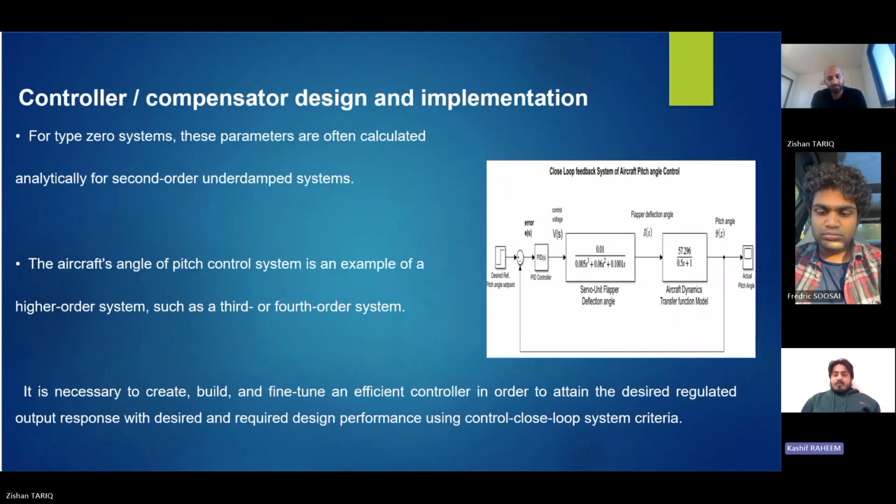This is the closed loop system, in which we add feedback at the input of the system so we can calculate the error. For a type 0 system, these parameters are often calculated for a second order underdamped system, but the system we have right now, the aircraft pitch angle, is an example of a higher order system, like third or fourth order. So it is very necessary to build and fine tune the controller so that we can achieve the desired results, like low settling time and low steady state error.